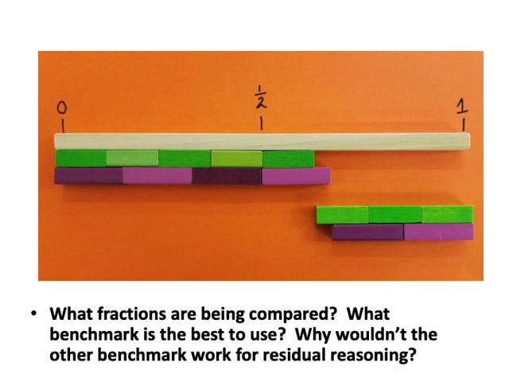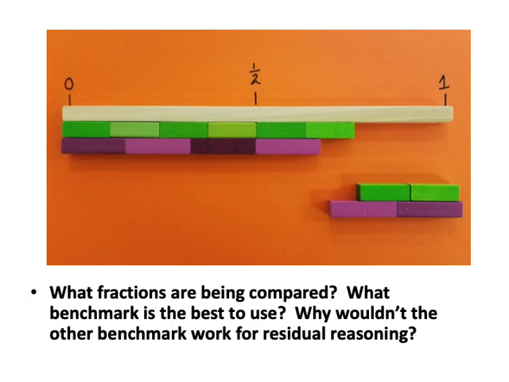So instead, if we use the benchmark of 1/2, we can see that 5/8 is 1/8 greater than 1/2, and 4/6 is 1/6 greater than 1/2. And from what we know about eighths and sixths, we can see that 4/6 is greater than 1/2 by more than 5/8 is. So therefore 4/6 is greater than 5/8.